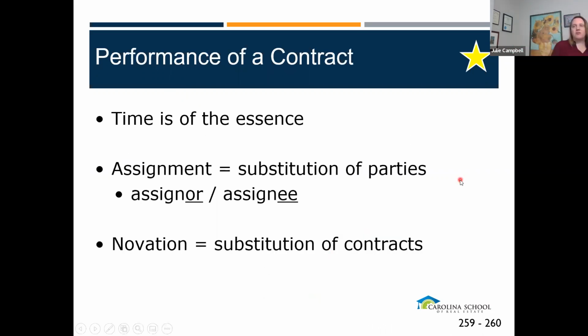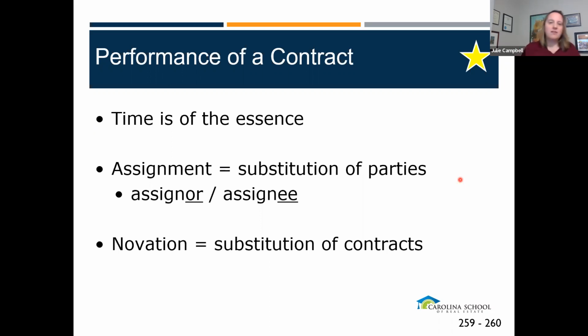Talking about performance of a contract, there's some words we need to know. Time is of the essence is a drop dead date and time. Some act has to be complete by 5 p.m. on January 28th. We have two time is of the essences in our contract. We'll see those next week when we look at our contract in Unit 10. If performance does not happen, the other party may have an out. Drop dead date and time.